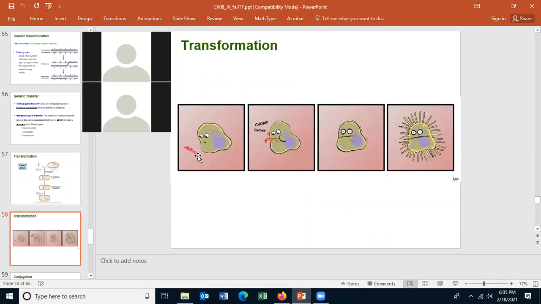The recipient cell takes up some naked DNA, gets a little indigestion from the naked DNA, and then becomes transformed as it expresses the genes on the DNA that it took up. Any questions?